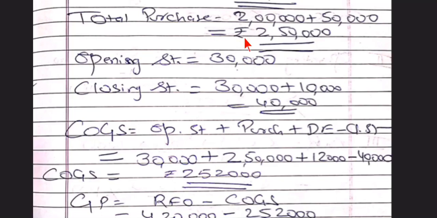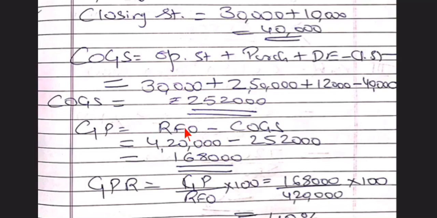Opening stock is 30,000. Purchases we calculated from here: 2,50,000. Direct expenses: carriage they have given you, so that carriage is your direct expense. And closing stock we calculated as 40,000. So cost of goods sold is 2,52,000.